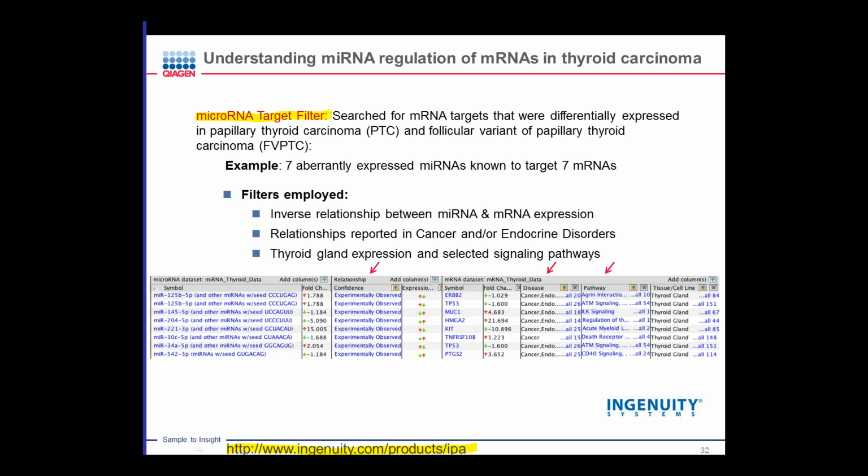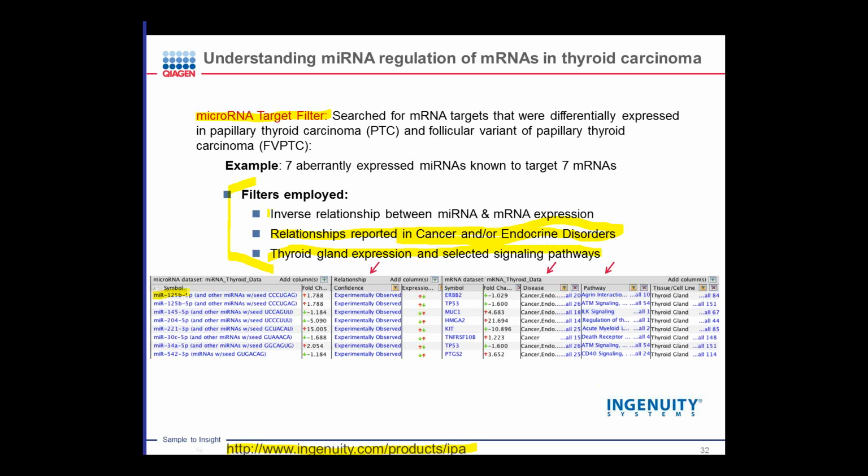In this example, what we're using is what's called the microRNA target filter. So we're taking the microRNAs that are differentially expressed in these samples and employing a couple of filters and then a search. We're looking for mRNAs that have an inverse expression relationship, but are differentially expressed. So which mRNAs go up when the microRNAs go down, and which ones have microRNA binding sites in their 3' UTRs. And then also looking for ones that are involved in cancer and/or endocrine disorders, and ones that are known to be expressed in thyroid and some select signaling pathways.